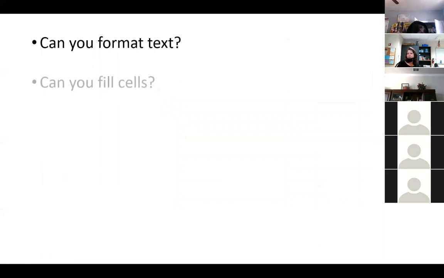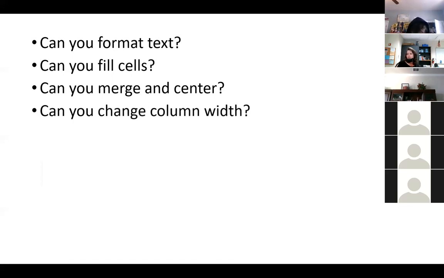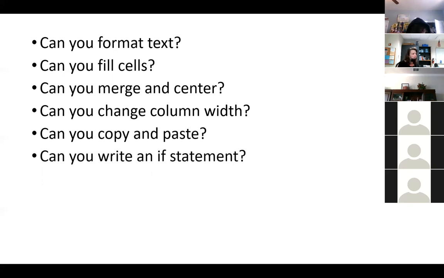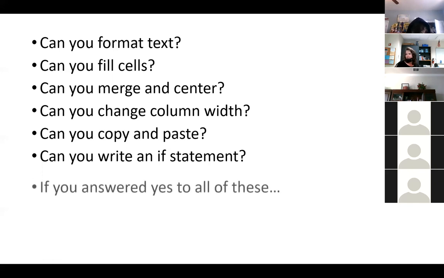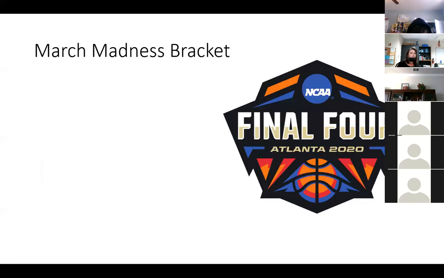All right, so if you can format text, and I know you can, we've done it since the beginning of the year. Fill cells, we've done that a couple different times. Merge and center, I think we've done that a little bit. We've practiced it, it's probably in your training. You can change the column widths, you can copy and paste. We're working on writing an if statement. I'll just have to give you a little bit more help with that than I normally would. And so if you can answer all of these, then you can use Excel to create your March Madness bracket.